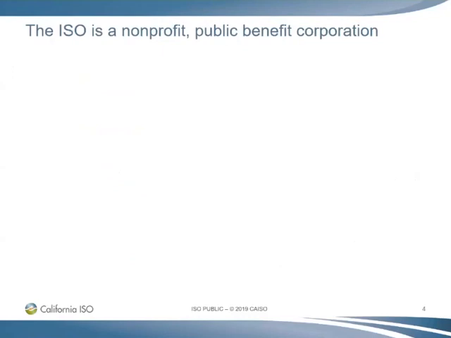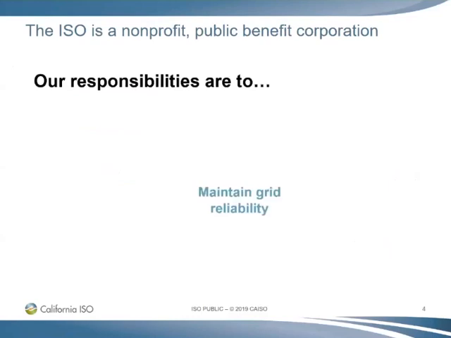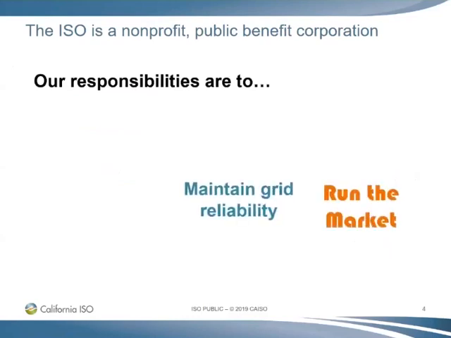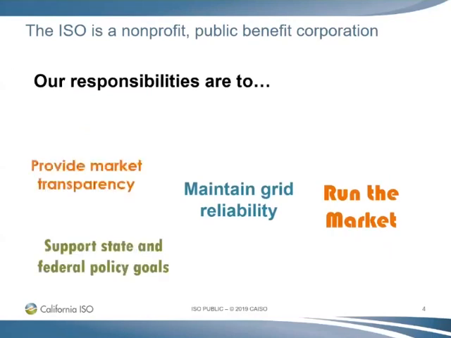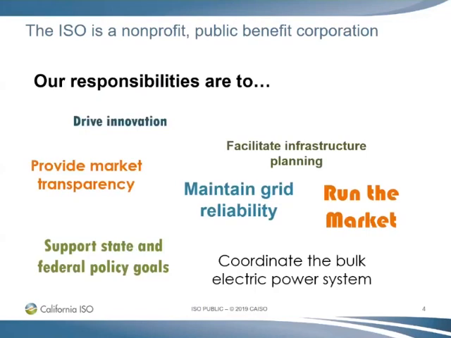Like many other ISOs, the California ISO is a nonprofit public benefit corporation. We are responsible for the constant and reliable flow of electricity for the health, safety, and welfare of consumers. But unlike a public utility, we are profit neutral, independent, and we do not serve end-use customers.